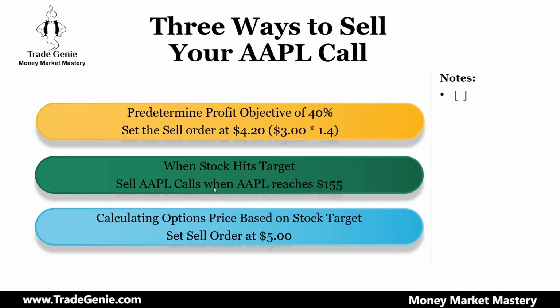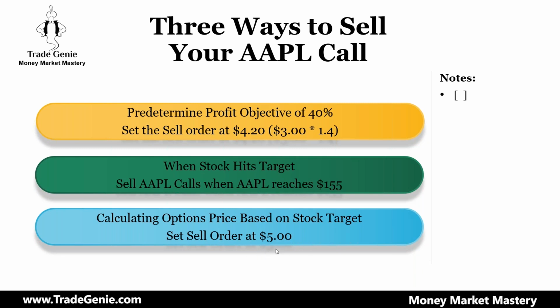So there's another way of selling. Another way of selling your option is calculating the option price based on the stock target. You can plug your numbers into the option calculator formula and say, okay, this is the current price, this is the strike price, the time to expiration is this, and the formula will ask you about the interest rate and whether it pays a dividend or not. So you put your numbers in that formula, and then it says, okay, based on the 155 target, your Apple option will be trading at an estimated price of $5.